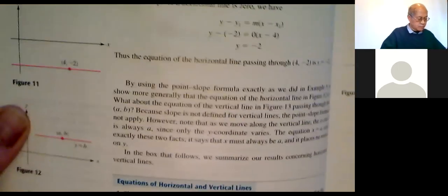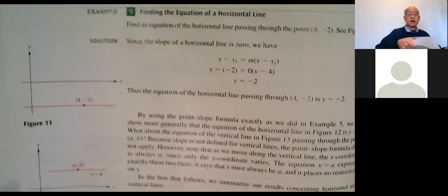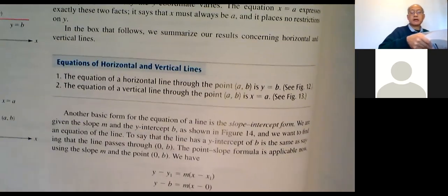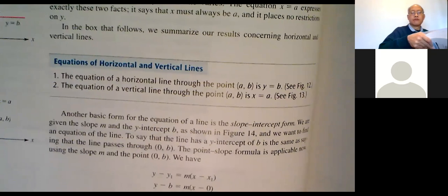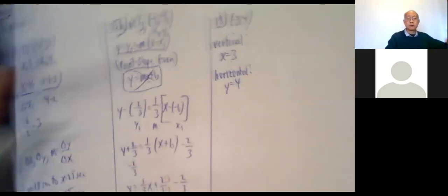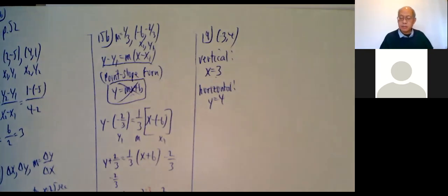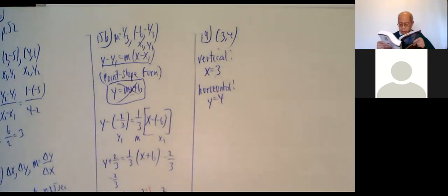So, let me show you back the page for that. Page 48. Horizontal line, y equals something. Vertical line, x equals something. There we go. Vertical line, horizontal line. Okay. Okay, what time is it? 11:50? Okay, we got time.